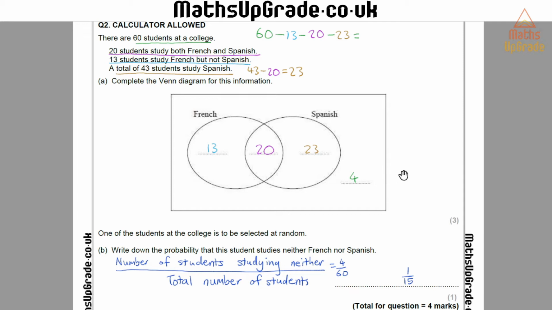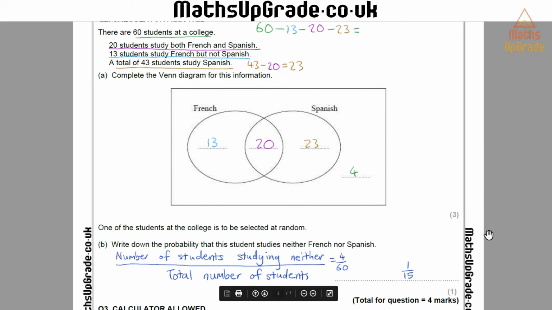In part B, we're told that one of the students is selected at random. Write down the probability that that student studies neither French nor Spanish. So neither French nor Spanish is 4 students out of the 60 altogether. So 4 out of 60, cancel that down, and it's 1/15. And that is 4 marks for the whole question.